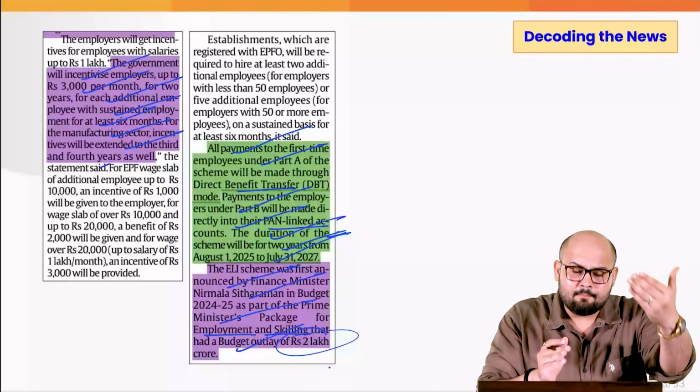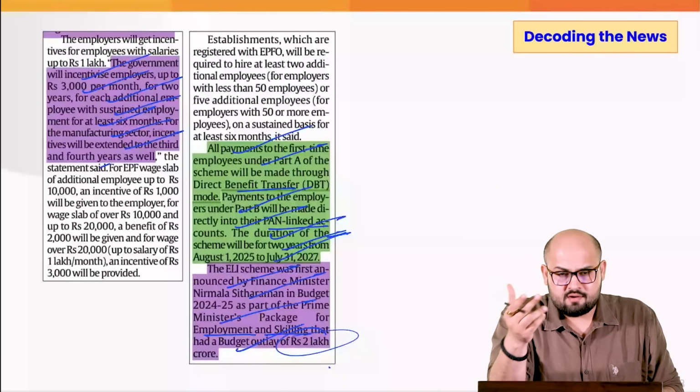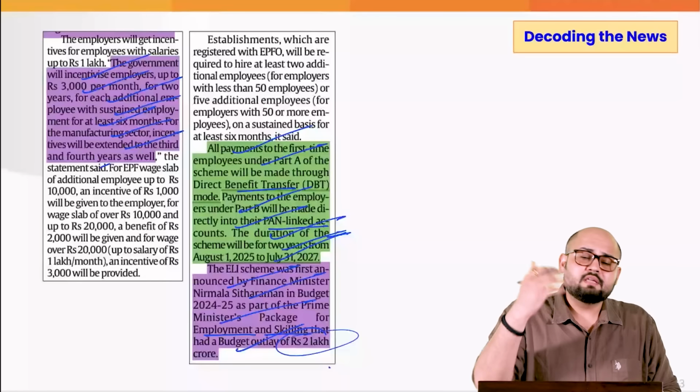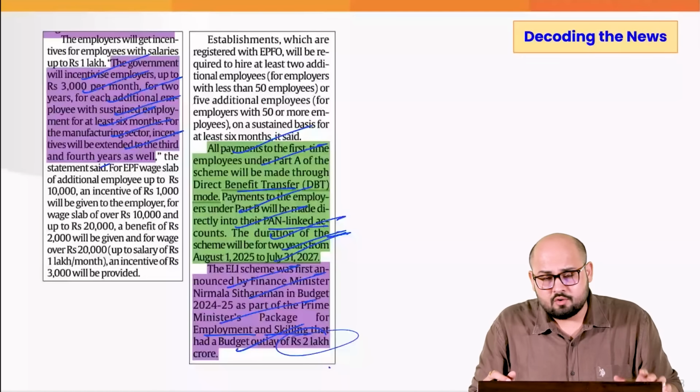Part A for the new employees and Part B for the employers. Overall objective is to increase the job creation and formalization. Let's go to the next topic.